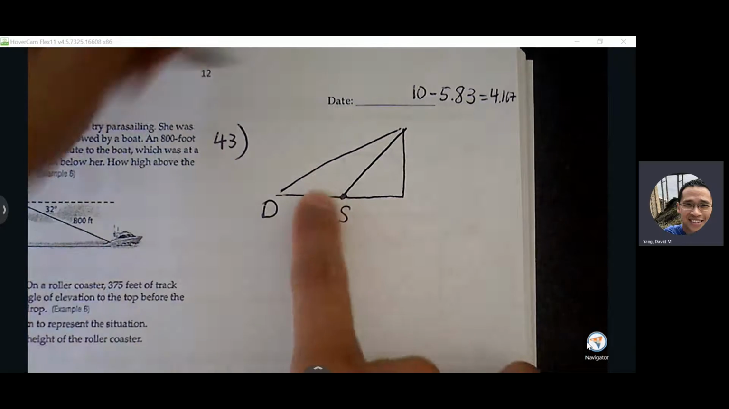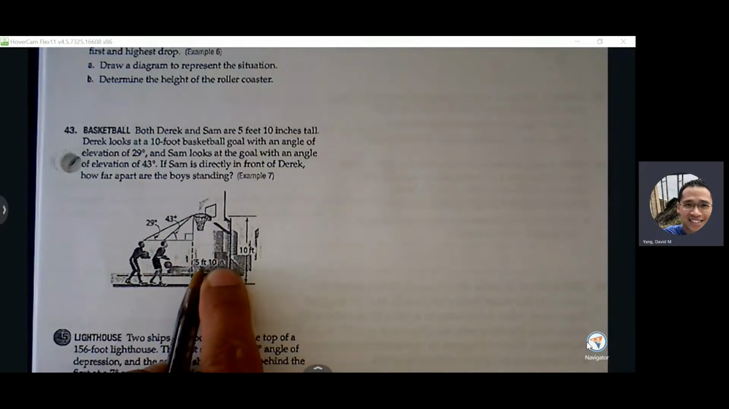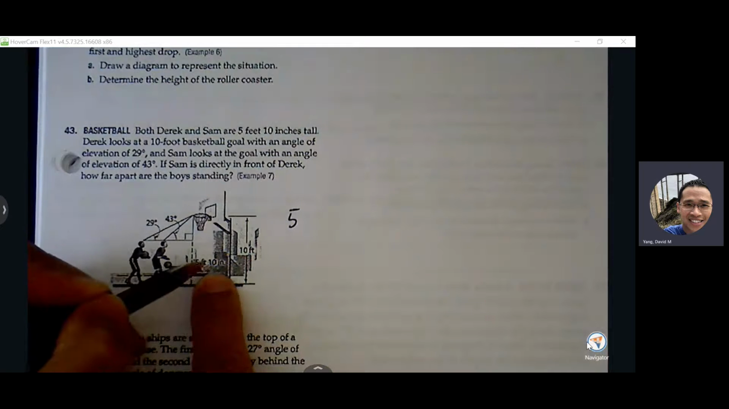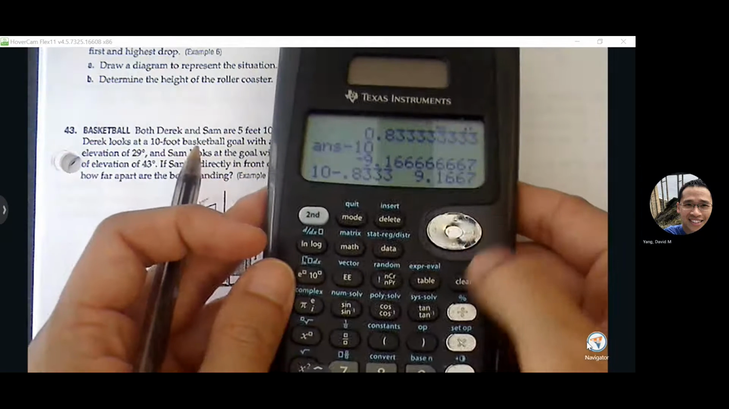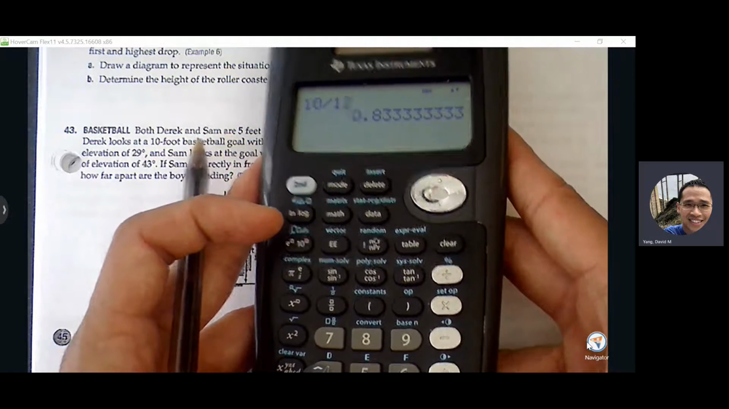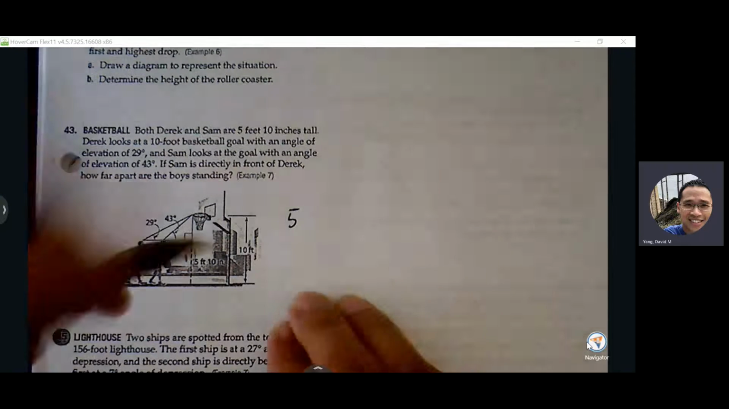5.83. Okay, so it tells us that both Derek and Sam are 5 feet 10 inches. So 5 feet, that's fine. 10 inches is a decimal, right? So 10 inches is 10 out of 12. So if I do 10 out of 12 in the calculator, it's 0.83. That's fine. So I'm adding that decimal value to their height.